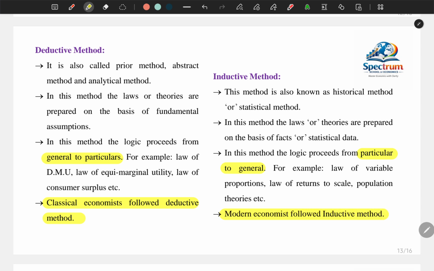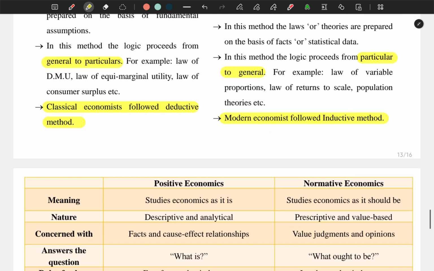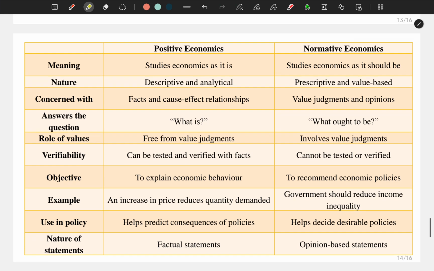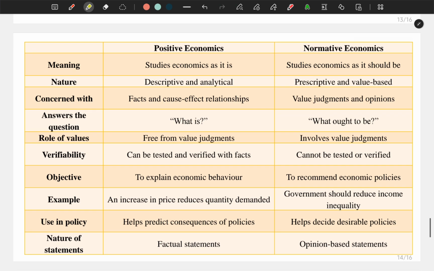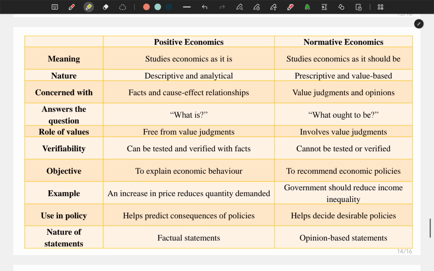Modern economists say that economics can be studied inductively, from particular to general. So this is about the inductive method. Then we can compare positive economics and normative economics.